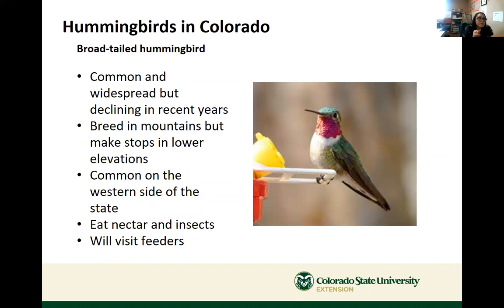They're common on the western slope of the state. So this isn't one that over here in Pueblo, which we're kind of in the southeastern part of Colorado, we don't really see too many broad-tailed hummingbirds as much as they do on the western slope. So they eat nectar, of course, they eat insects, of course, and they will absolutely visit a feeder.